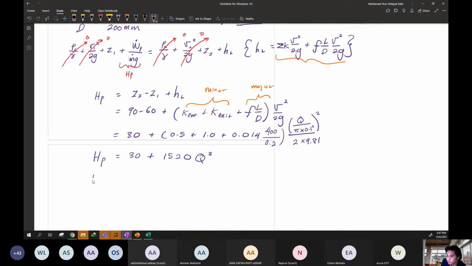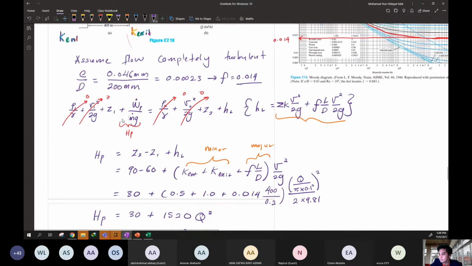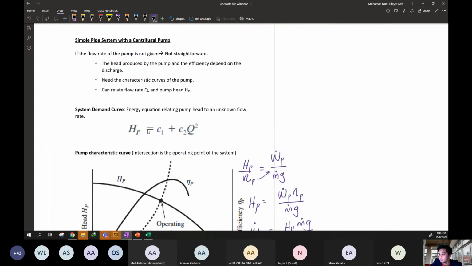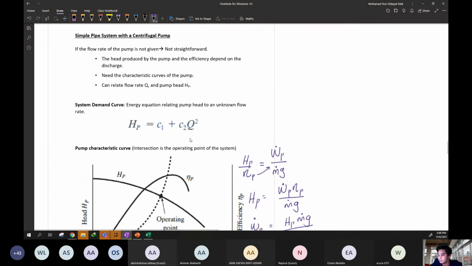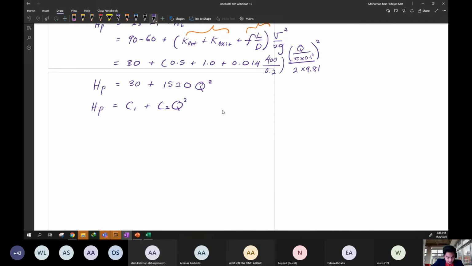It is almost the same like this, right? You remember? C1 plus C2 Q2. This one. So this is the pump characteristic curve. This is the system demand curve. Right, so it is almost the same. Okay, so from here, this equation you can see the system demand curve.